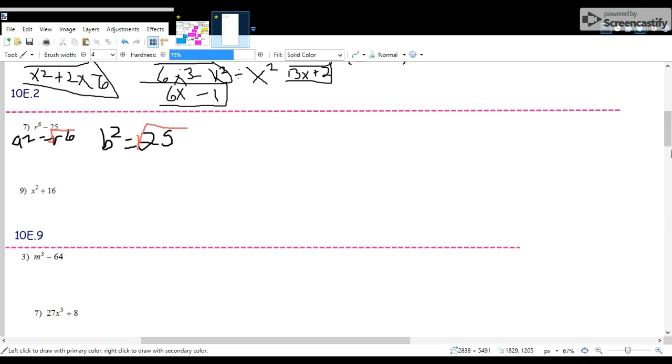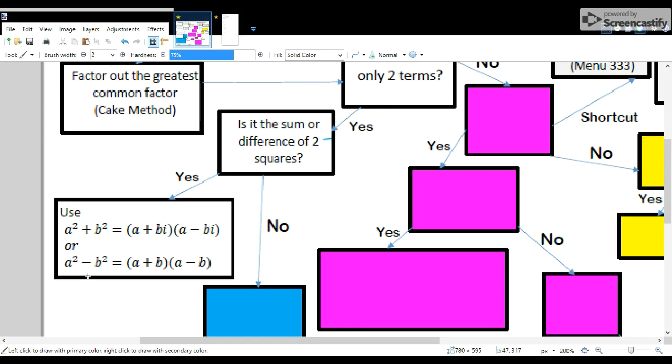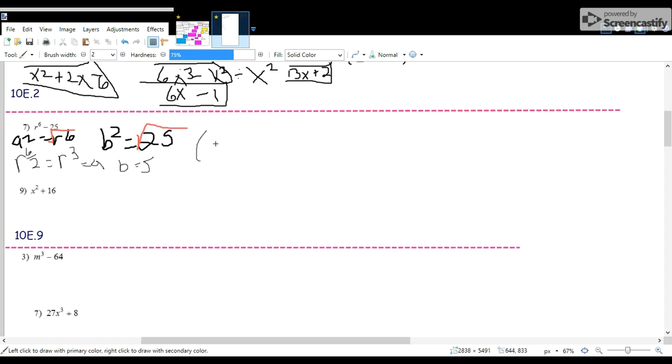The square root of r to the 6th power is going to be the same thing as r to 6 over 2 power. That's r to the 3rd power. The square root of 25 is 5. So b equals 5 and a equals r cubed. So if we plug that into our formula from right here, we're going to have r cubed plus 5 times r cubed minus 5. And you can switch the order of these two binomials. They are commutative.